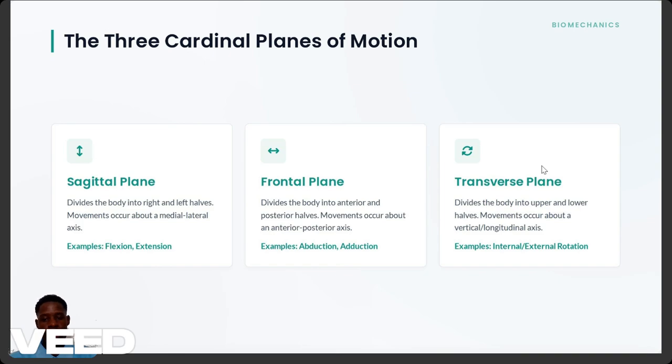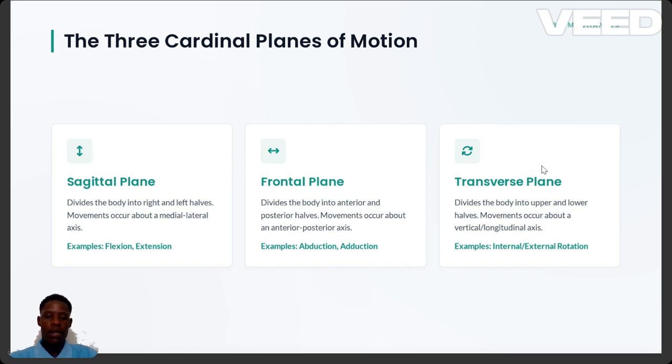There are three cardinal planes of motion. Bones move through three invisible planes, each turning around a specific axis. The first one is your sagittal plane. This is the plane that divides the body into right and left halves, and movement occurs about a medial lateral axis. These include your flexion and your extension.